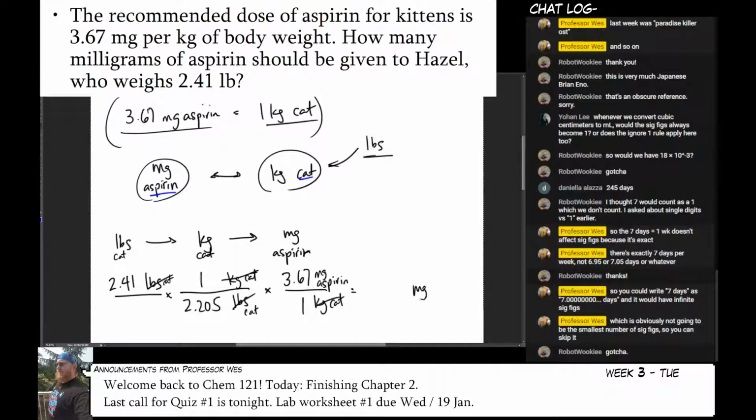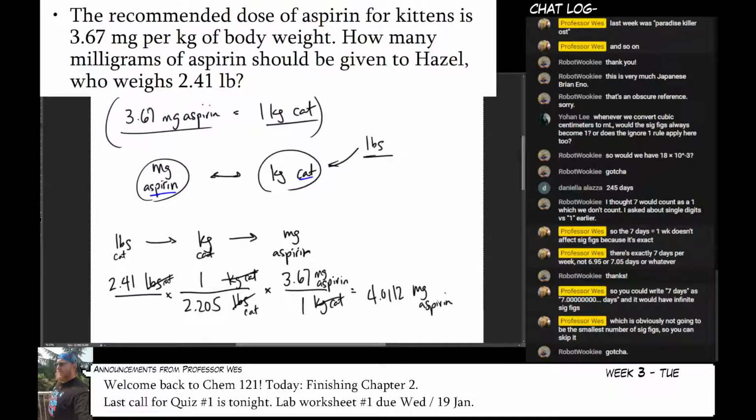So how many milligrams of aspirin do I give to Hazel? 2.41 times 3.67 divided by 2.205. And the answer I get is 4.0112 milligrams of aspirin on my calculator. There's more digits, I just stopped.